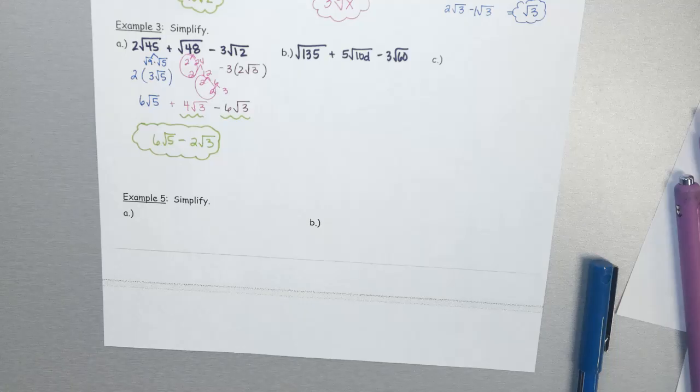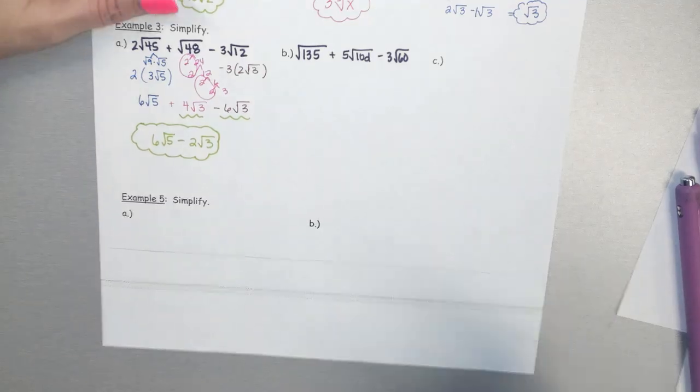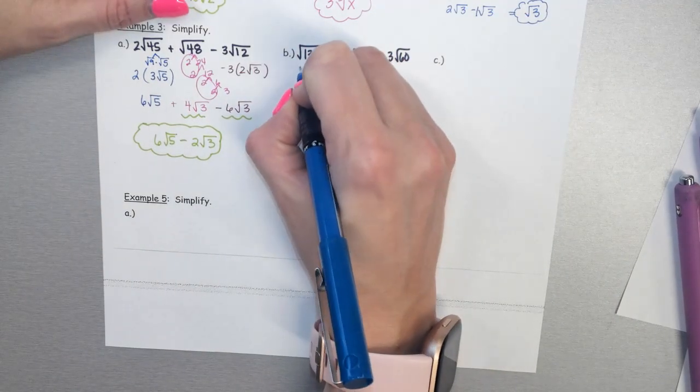Do you guys remember how to tell if 3 goes in there right away? Just add the digits. So 1 plus 3 is 4. 4 plus 5 is 9. Does 3 go into 9? Yep, so then it will go into 135. Okay, so you can divide it by 3. What's another number you know goes in there? 5, because it ends in a 5. So you can use those divisibility rules.